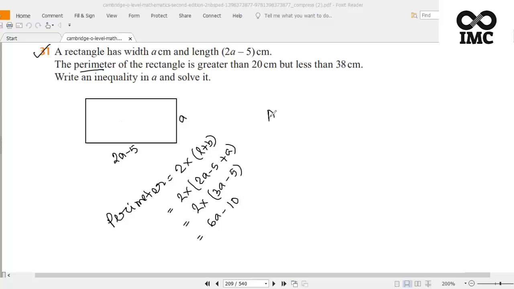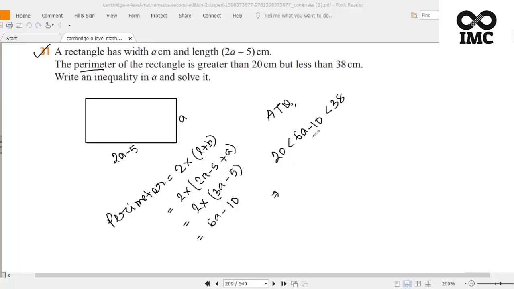Now, according to the question, we can say the perimeter, 6a minus 10, of the rectangle is greater than 20. So 6a minus 10 is greater than 20, but less than 38. So the question says write an inequality in a. So this is the inequality. Now we need to solve it.